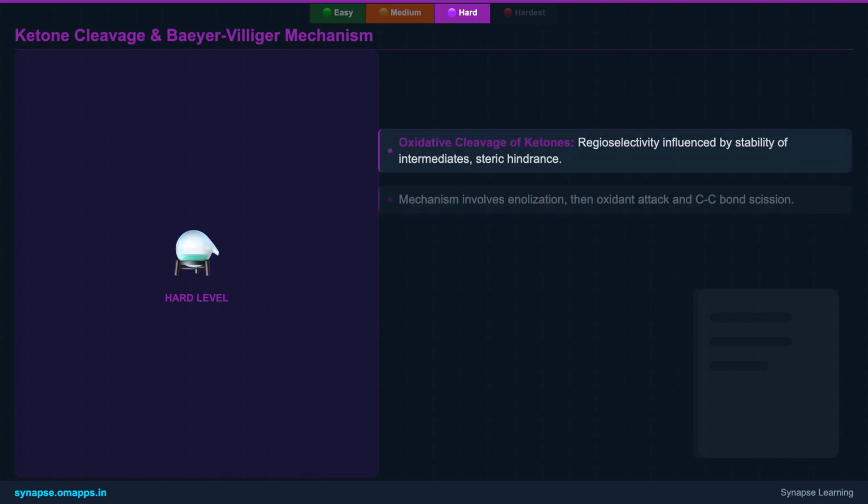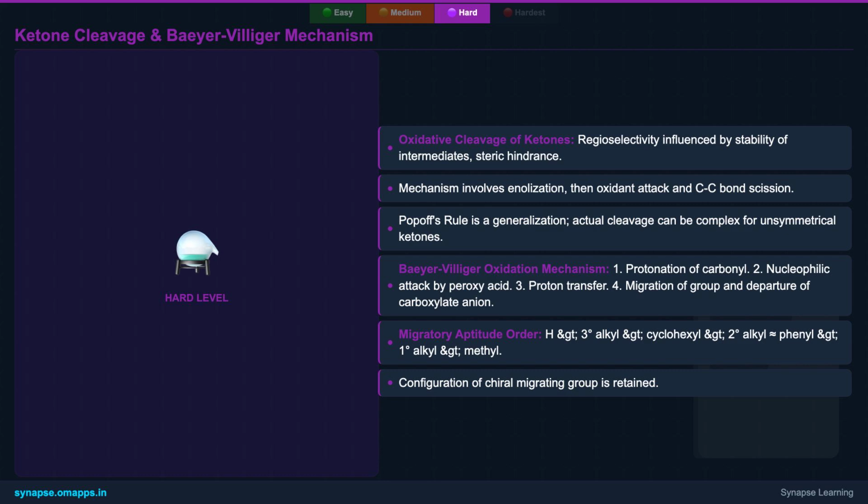Let's dive deeper into ketone oxidation. Popoff's rule is a guideline, but the actual regioselectivity in vigorous oxidation is more nuanced. It's influenced by the stability of intermediates formed during C-C bond cleavage and steric factors. The reaction often proceeds via an enol intermediate, which is then attacked by the oxidant.